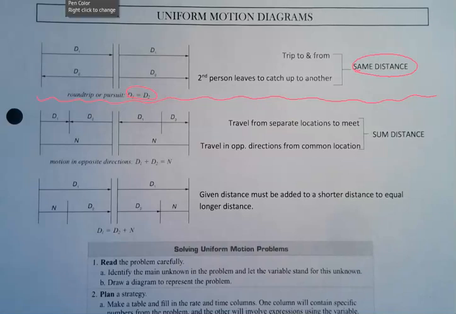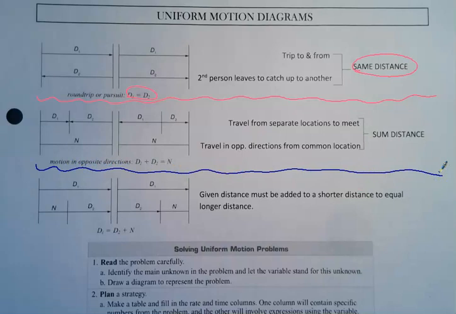All right, for the next one. This is when we have motion in opposite directions, or we're traveling from separate locations to meet. That's what this diagram is showing. This person, D1, is leaving from here, and the other person, D2, is leaving from there, and they're meeting in the middle. That's one example. The other is when we travel in opposite directions from a common location.